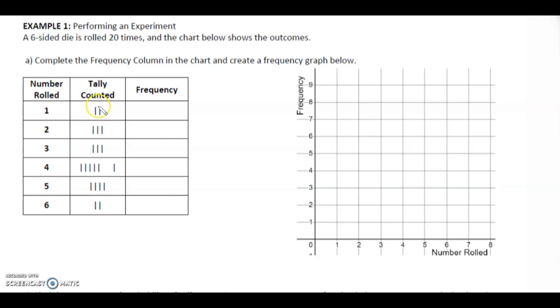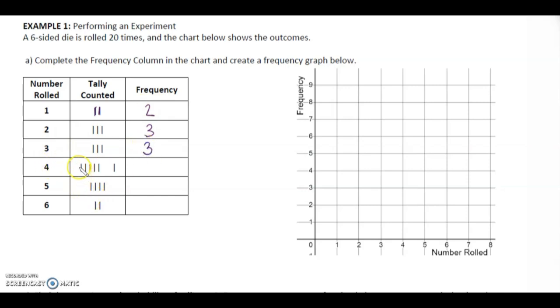Usually when you do an experiment, you're going to tally because it's quick. So we have to count these tallies. So this would be 2. So the number 1 appeared twice. The number 2 appeared 3 times. The number 3 appeared 3 times.